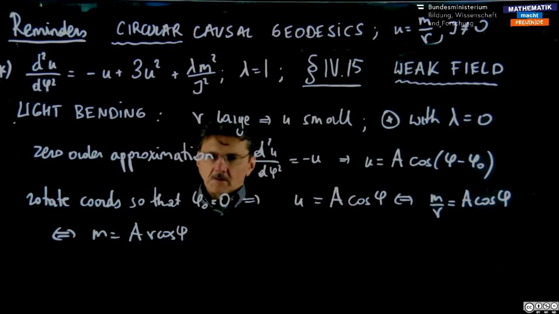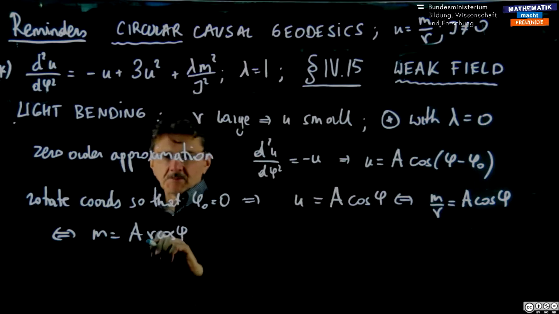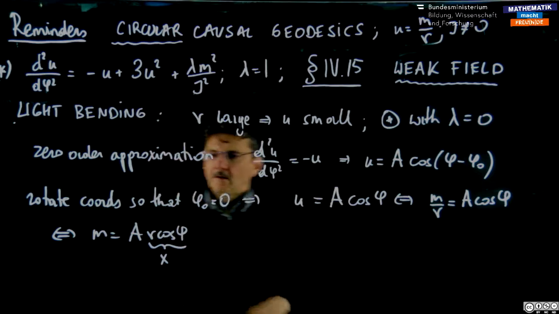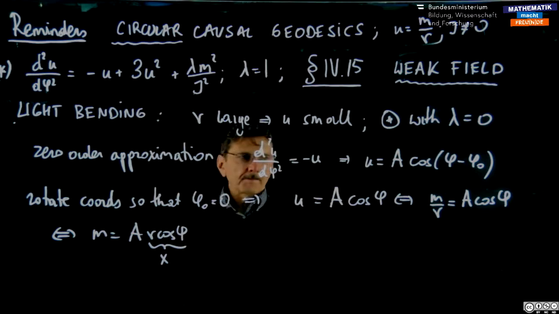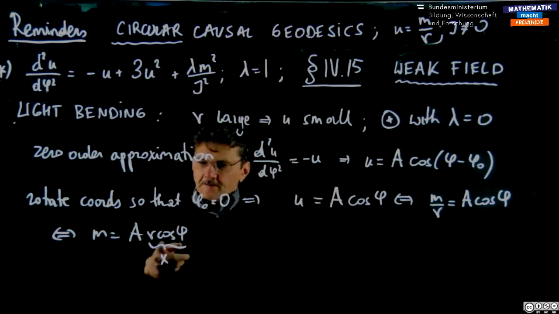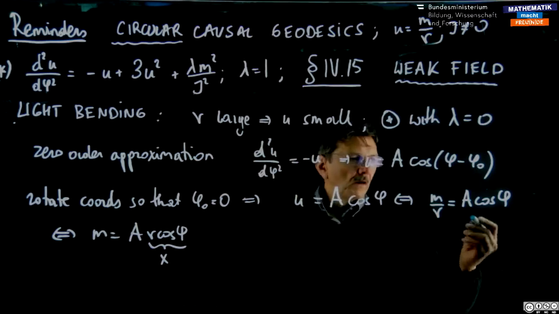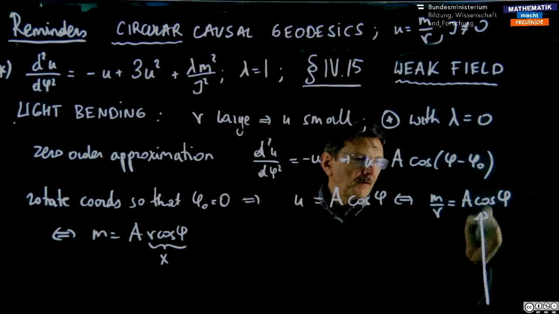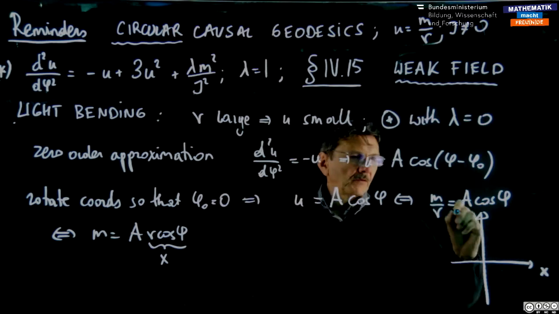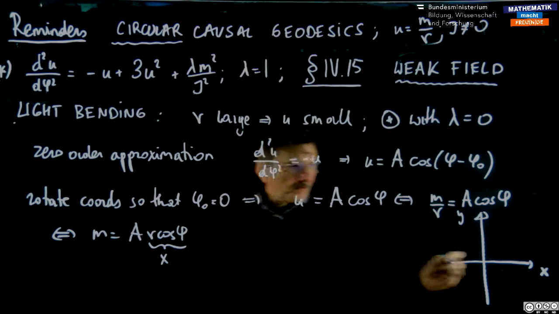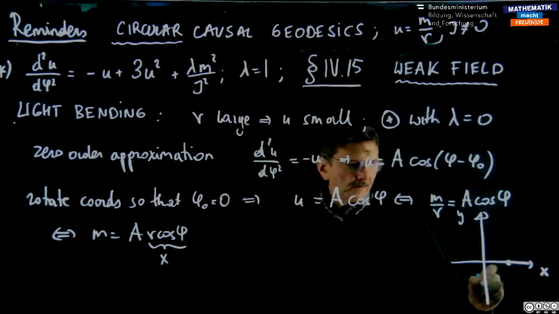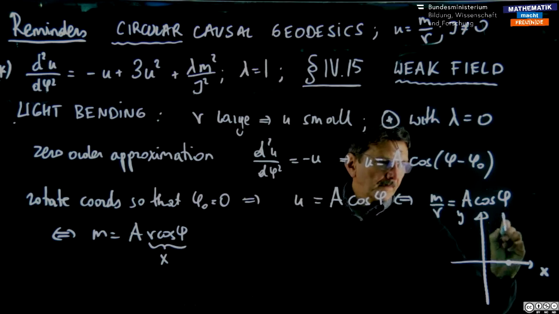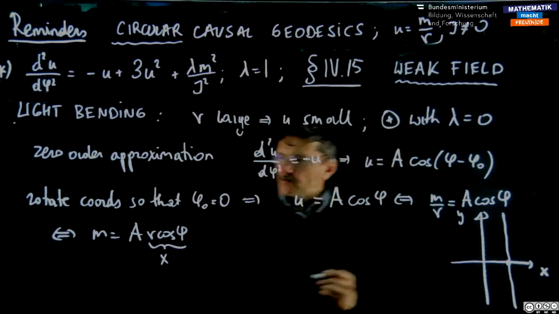And now this is cool because you recognize this as just being the X coordinate on the plane, right? So everything is taking place on the equatorial plane. And this is the x coordinate on the plane. So this means that x is constant. So if we make a picture here, this is the equatorial plane in xy coordinates. And M is a constant, which let's say is positive. And x is constant. So this is my photon orbit.